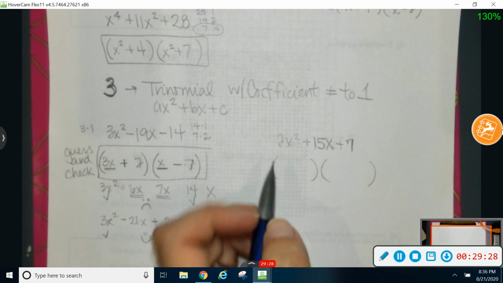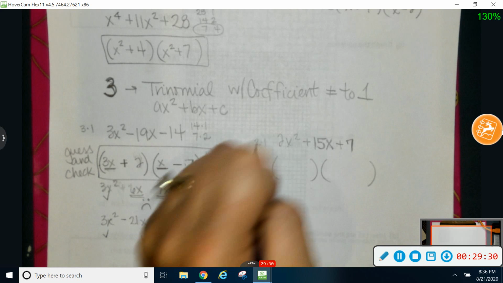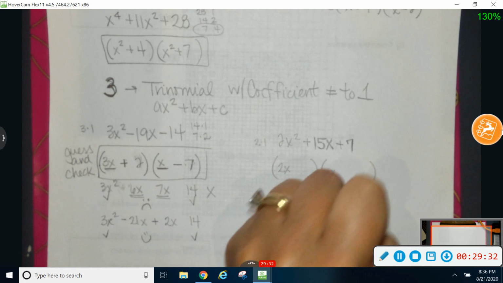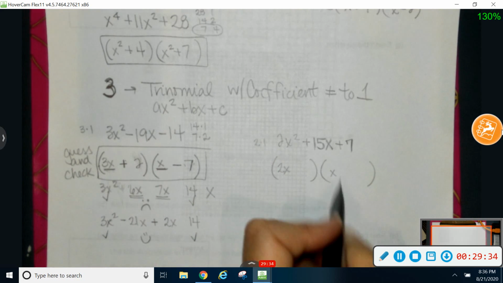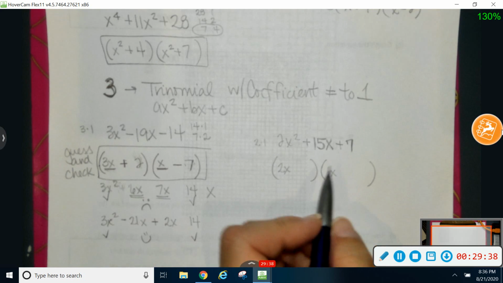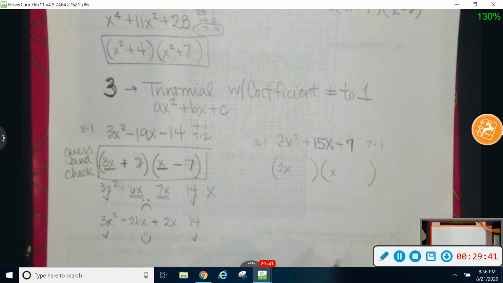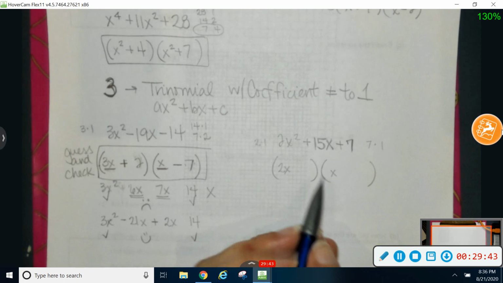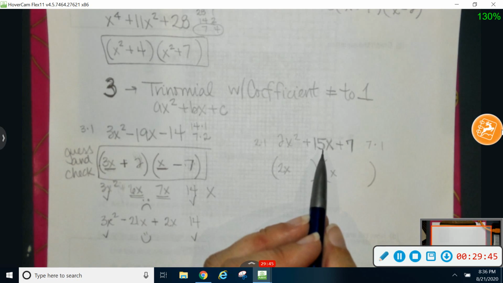Again, I control what goes in the front. The only way I can get a 2 is 2 times 1. So I know I'm going to have 2x and x. In the back I have a 7. This is nice because what's the only way I can get a 7? With 7 and 1. Now I just got to put them in the right order to make sure I get that 15 in the middle.